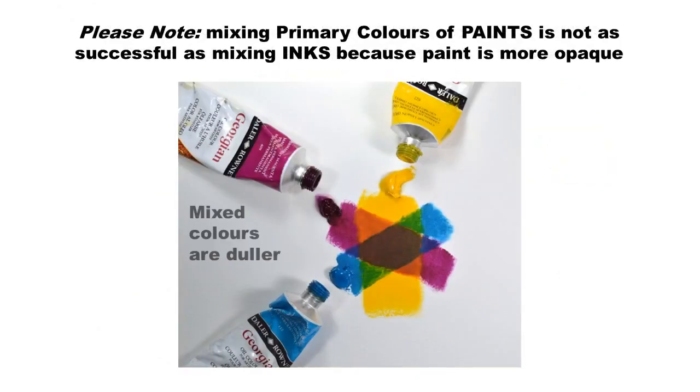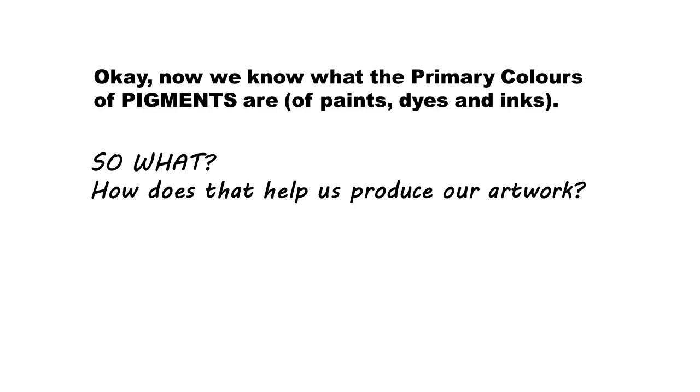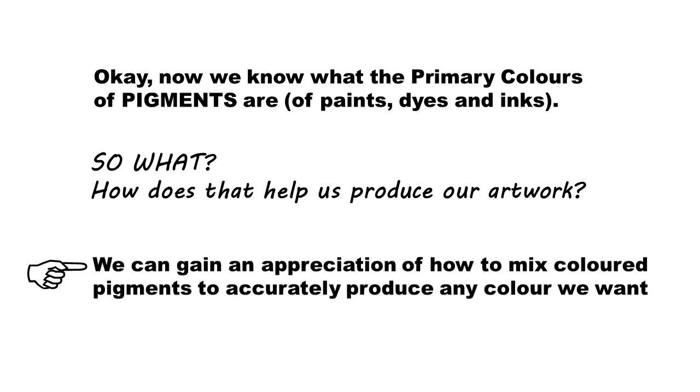Now we've been discussing coloured inks here, which are semi-transparent. Please note that when mixing paints, because they're much more opaque, the process is not as successful in producing second and third colours. The resulting colours tend to be a lot duller. Okay, now we know what the primary colours of pigments are, that is, of paints, dyes and inks. So what? How does that help us to produce our artwork? We can gain an appreciation of how to mix coloured pigments to accurately produce any colour we want.